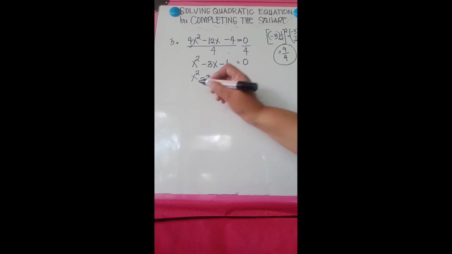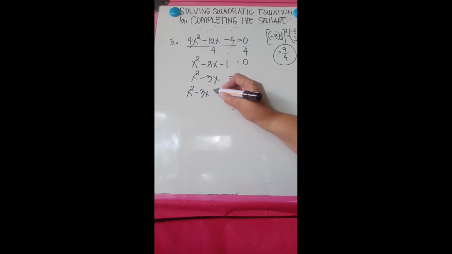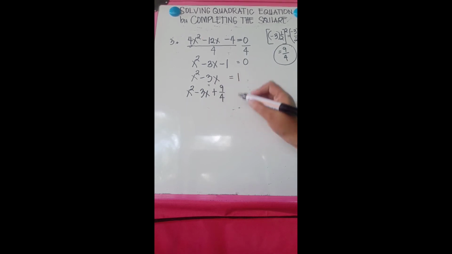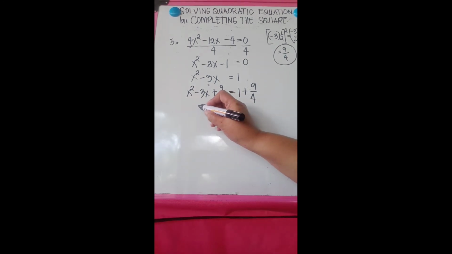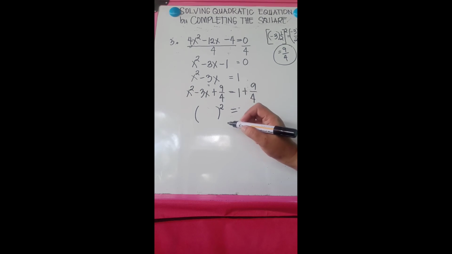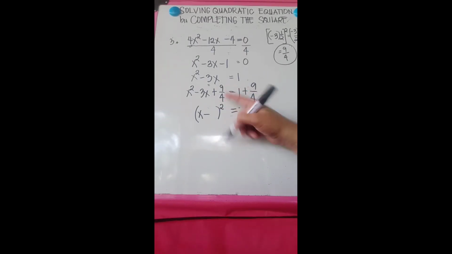Okay? So, we have now x squared minus 3x, then plus 9 over 4. Then, dito naman sa right, we have 1 plus 9 over 4. Okay. So, ito ngayon is a perfect square trinomial. So, express this as square of binomial. So, square root of x squared is x, sign of the middle term, minus, square root of 9 over 4 is 3 over 2. Then, dito naman, find the LCD.